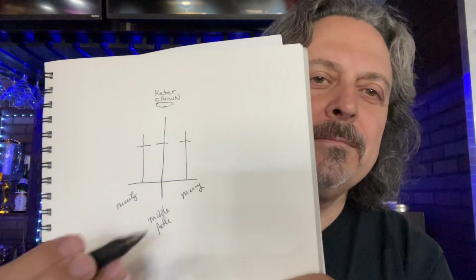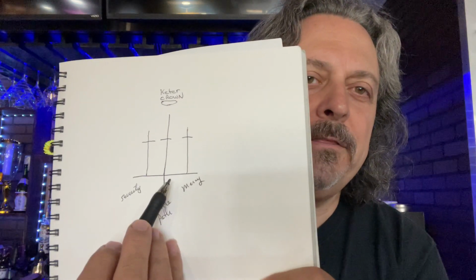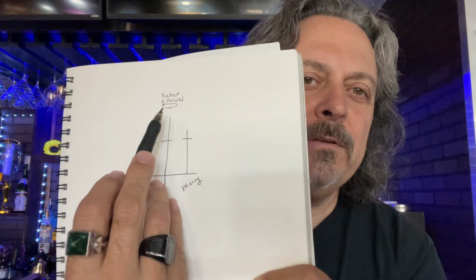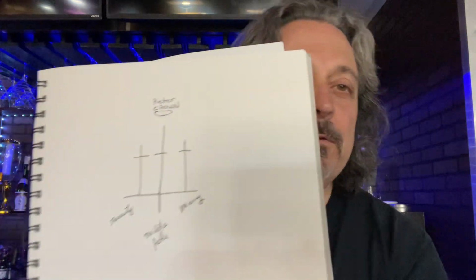So you've got three crosses there, two outside pillars, one middle path, the crown of thorns at the top, which is Keter. Either side, the two thieves. And just like the two pillars represent two different energies, one is mercy, one is severity, so did the two thieves represent two different energies. One was penitent, and one was impenitent. And one was forgiven, and one was not.